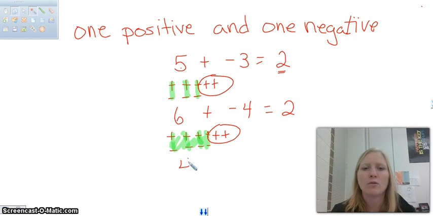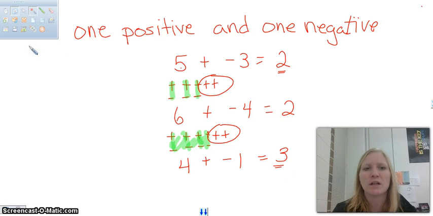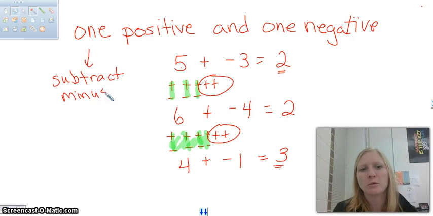If you had 4 plus negative 1, what would that one be? It would be 3. The rule is that if you have one positive and one negative, you actually do subtraction. You subtract, or minus, whatever word you want to use. 5 minus 3 is 2. 6 minus 4, 2. 4 minus 1 is 3.